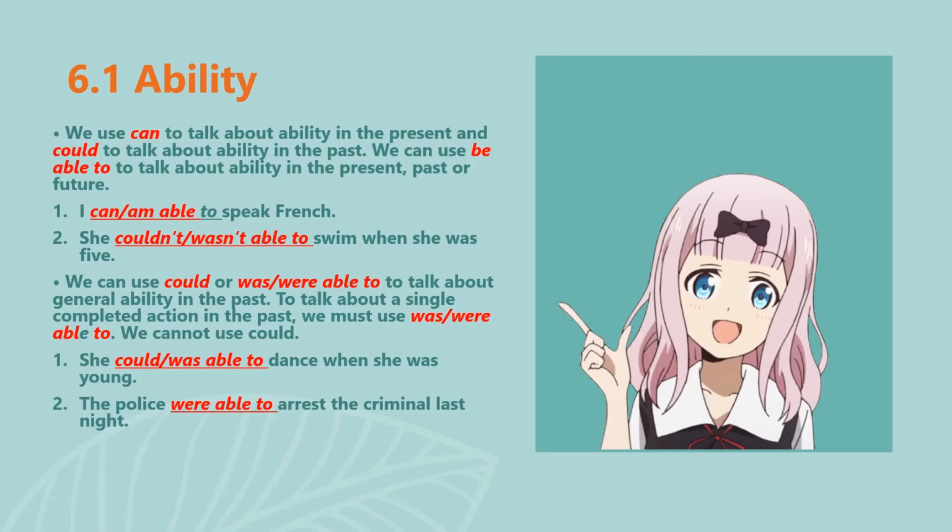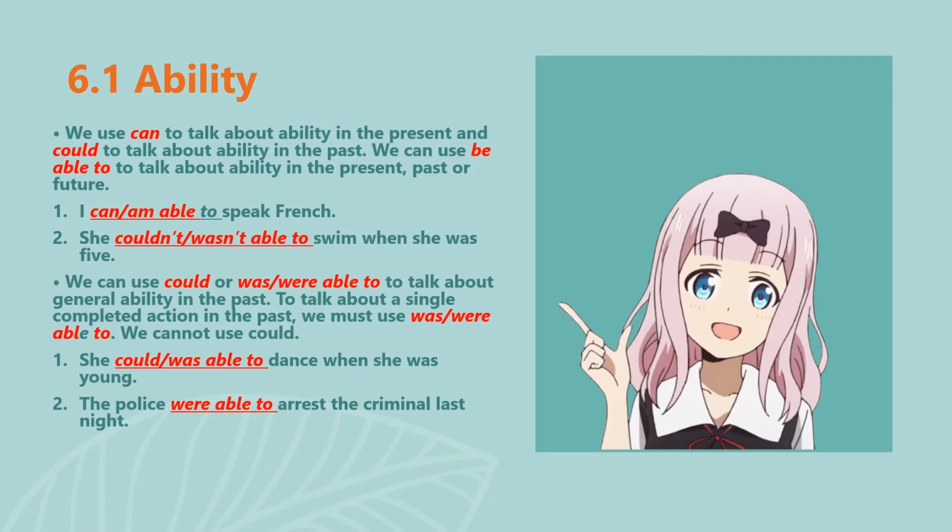Okay, example sentences we have here. I can speak French, or you can say I am able to speak French. Next, another sentence here is she couldn't swim when she was 5. Or you can use another version, be able to punya version. She wasn't able to swim when she was 5. Okay, dia tidak boleh berenang pada usia 5. Okay, mungkin sekarang dia boleh, kita tak tahu keadaan dia.